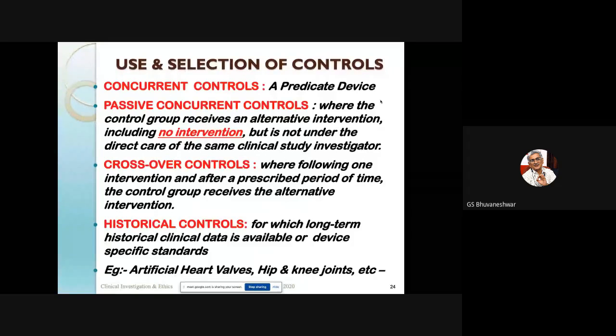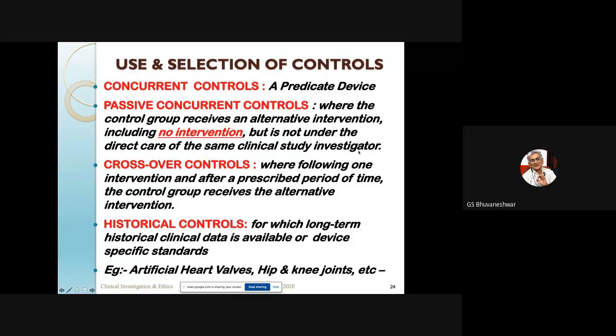So the other option is a passive concurrent control where the control group receives an alternative intervention, sometimes no intervention, but is not under the direct care of the same clinical study or investigator. This is very rare in device studies, but in some studies it is possible. Crossover controls are where, say, half get one device, half get the other, and then halfway through you change over the treatment.